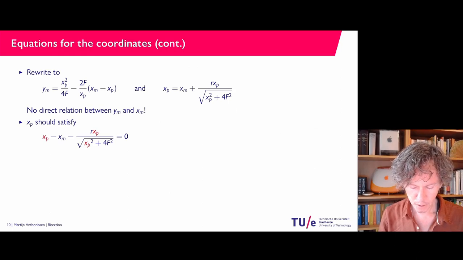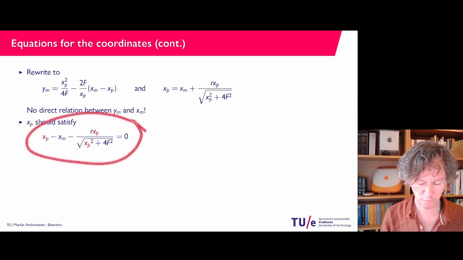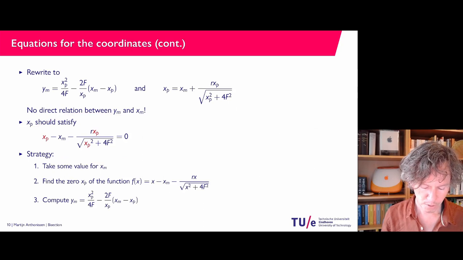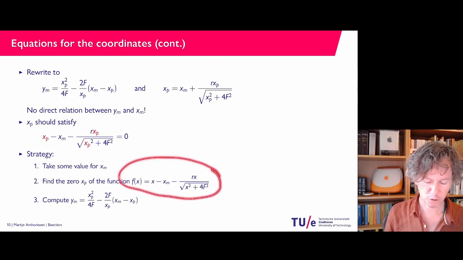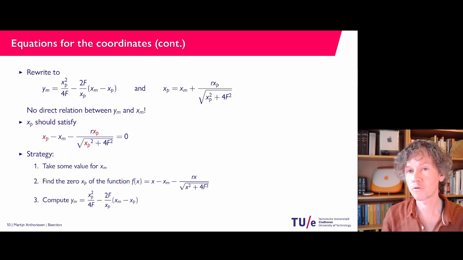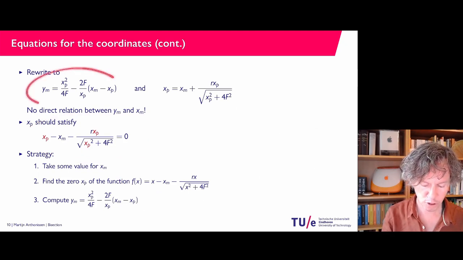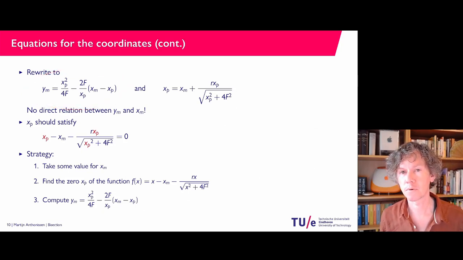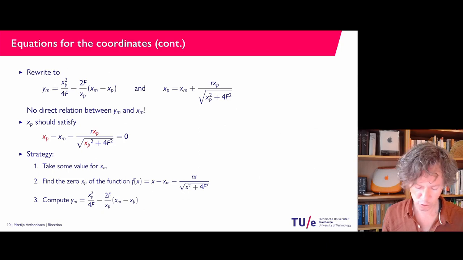Well, what we're going to do is we look at this formula and we say that apparently xp in red here should satisfy this equation. In other words, I can take some value for xm. I can try and find a zero of this function, and then the zero of that function satisfies this equation. So it is xp, so that is a way to find xp. And once I have both xm and xp, I can compute using this formula here the corresponding ym value. So with a couple of steps, a bit technical, but not extremely difficult, high school mathematics, we have seen how you can find the orbit of the center of that wheel.